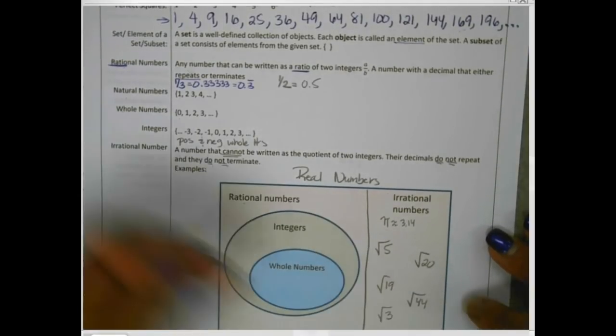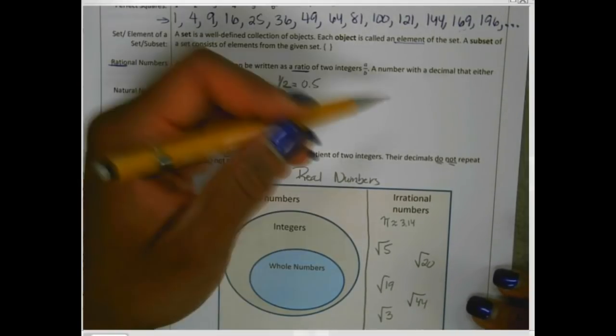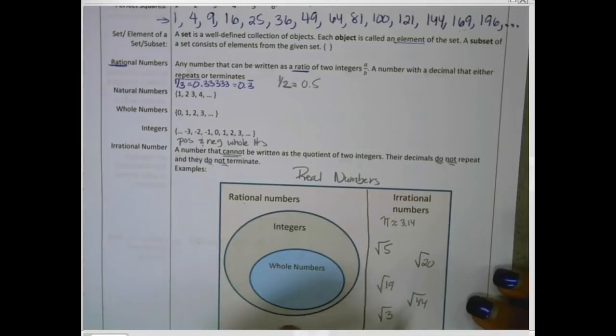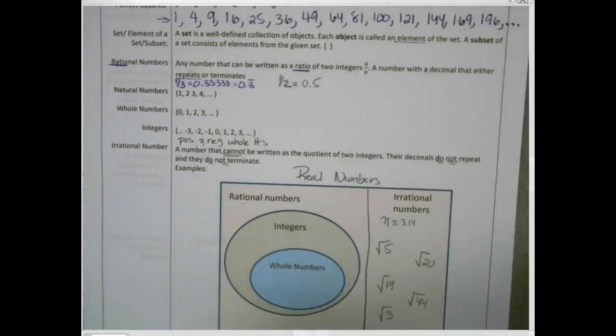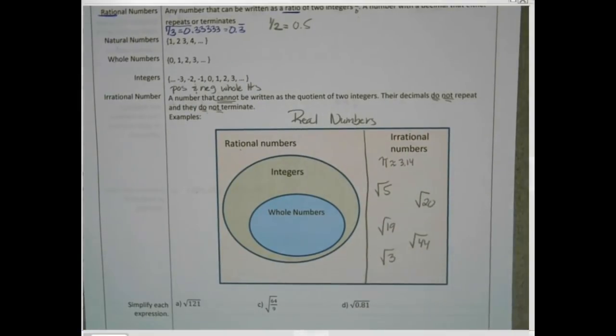However, the main thing here is it's the square root of anything that's not on my list of perfect squares. Any number that's not a perfect square that you're taking the square root of is irrational. I promise. What else would you like to know?